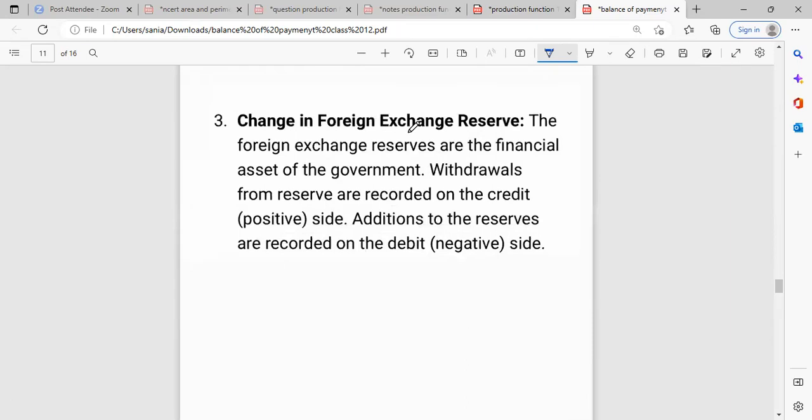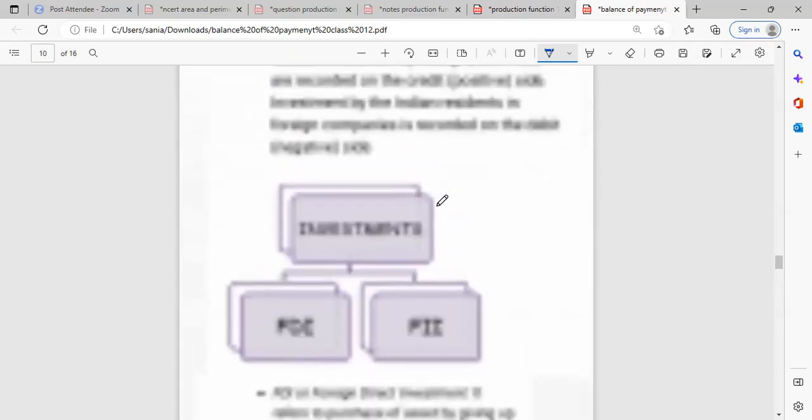Now, third is change in foreign exchange reserve. The foreign exchange reserves are the financial assets, basically a good asset for the government. Withdrawal of reserves is recorded on the credit side. So if someone is withdrawing, that is recorded on the credit side. And addition of reserves is recorded on the negative side. Clear? So you will quickly write it down.